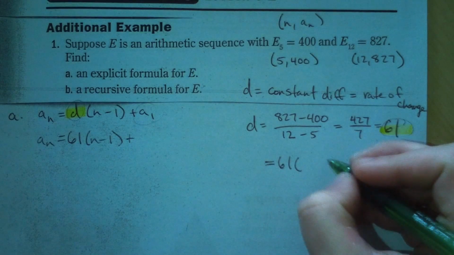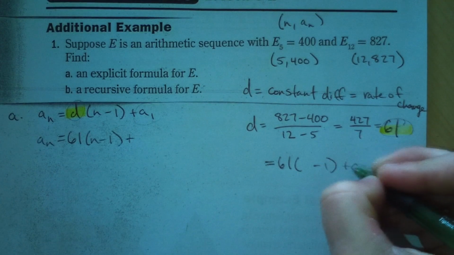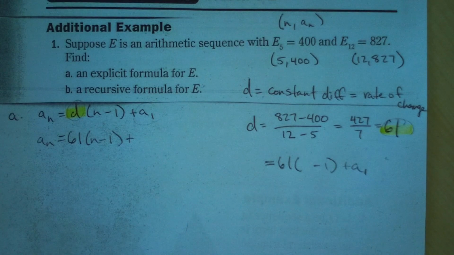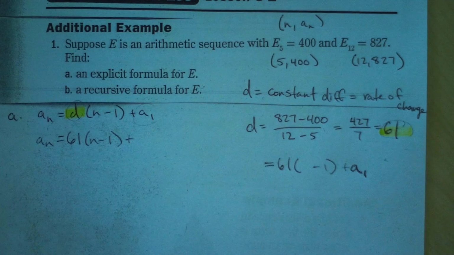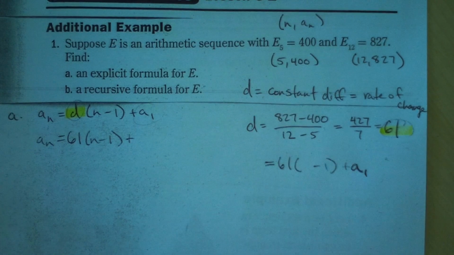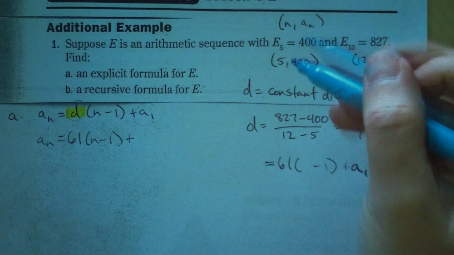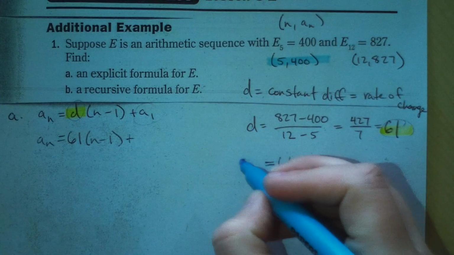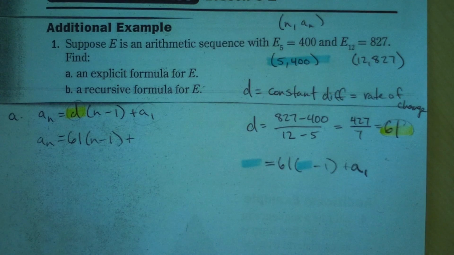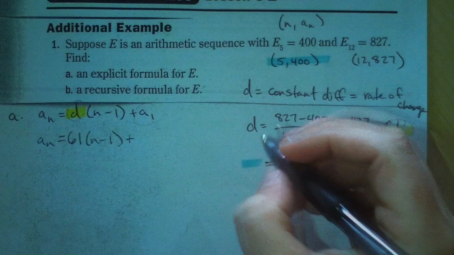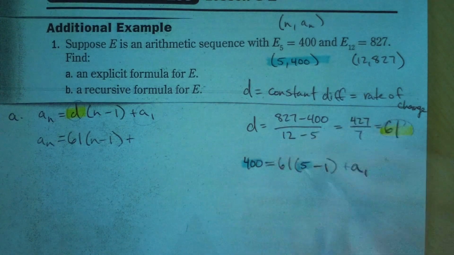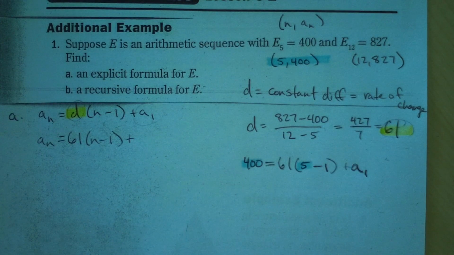And then my other stuff will just drop down there. And then to get the A sub 1 by itself, subtract 244 from each side. So then my A sub 1, or my first term, would end up being 156. So then I can take that guy, put that back up here for my A sub 1 that was missing. So 156 would just go into that spot. Okay, and then that would be all I need. You could leave it like that.